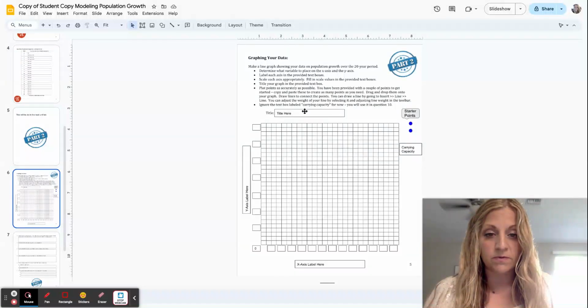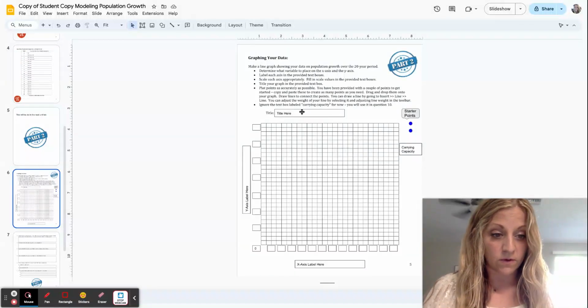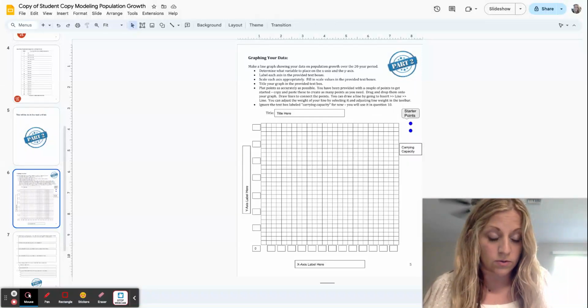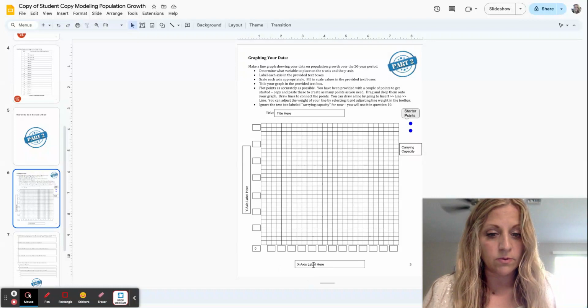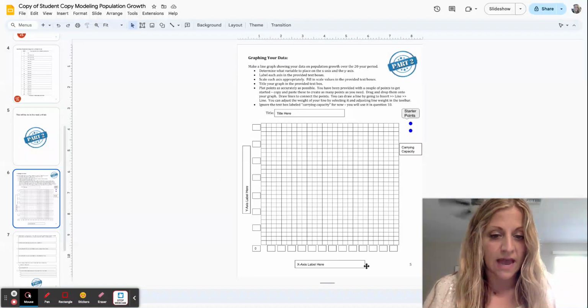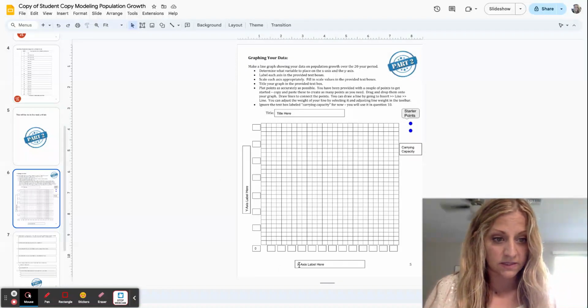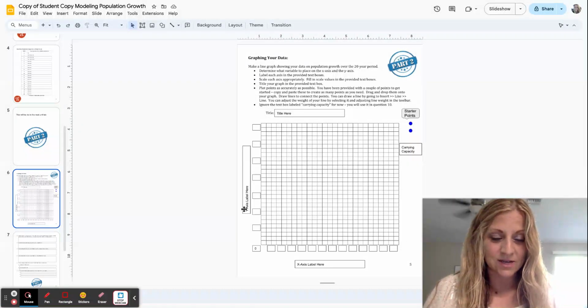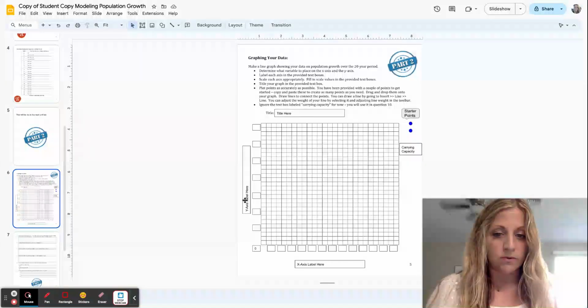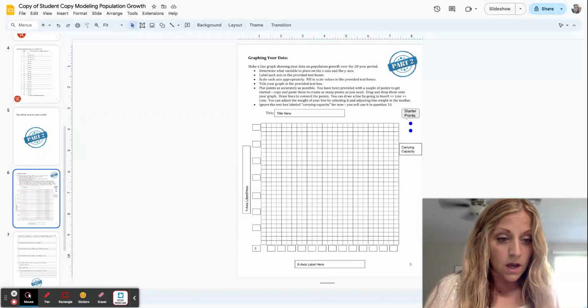So again, you need to provide a title for your graph, whatever you want it to be, population growth, whatever you decide. But then you're going to label your axes here. So remember that time always goes on the x-axis. So there's a hint for you. And so whatever's left will go on the y-axis. So the independent variable and the dependent variable.